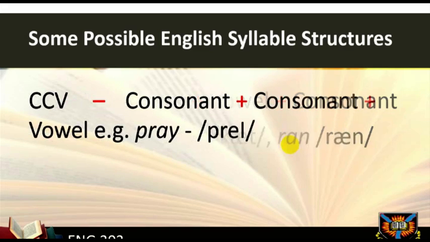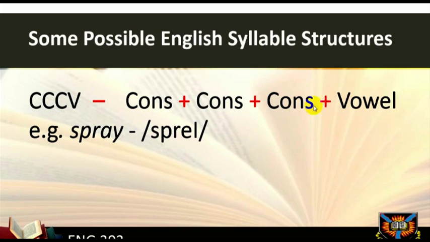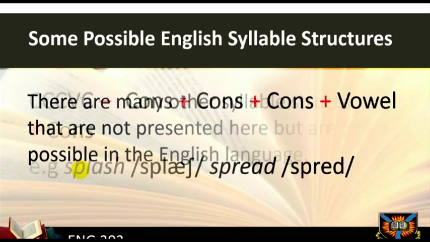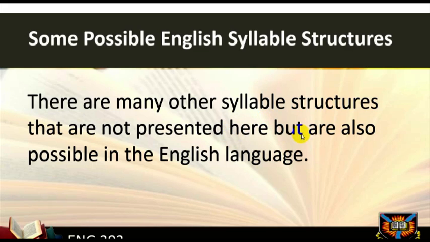CCV, consonant plus consonant plus vowel, e.g. pray. CCCV, consonant plus consonant plus consonant plus vowel, e.g. spray. CCVC, consonant plus consonant plus vowel plus consonant, e.g. splash, spread. CVCCCC, consonant plus vowel plus consonants, e.g. text. There are many other syllable structures that are not presented here, but are also possible in the English language.